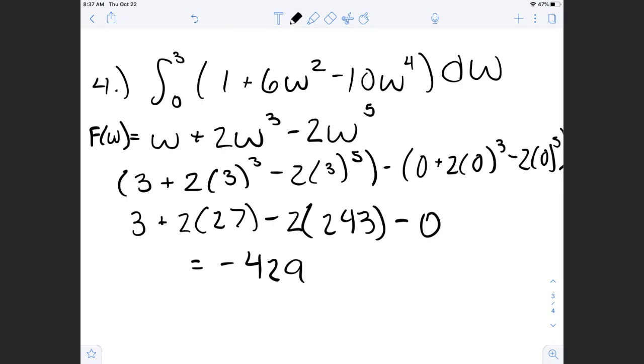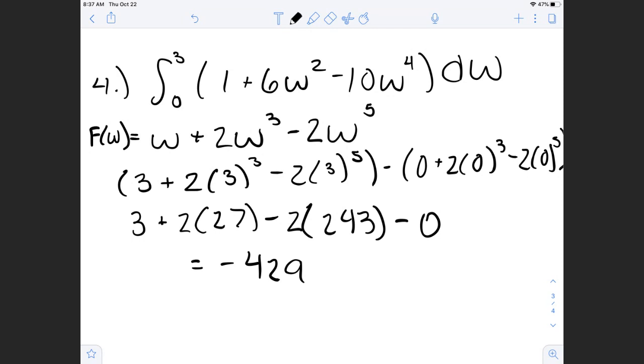Okay. So we're given the integral from 0 to 3, and what I first did was I found the antiderivative, which I labeled as capital F of W. I knew that the antiderivative of 1 is just W. The antiderivative of 6W squared is 2W cubed, and negative 10W to the fourth is negative 2W to the fifth.